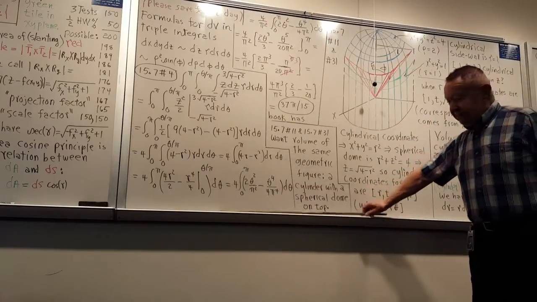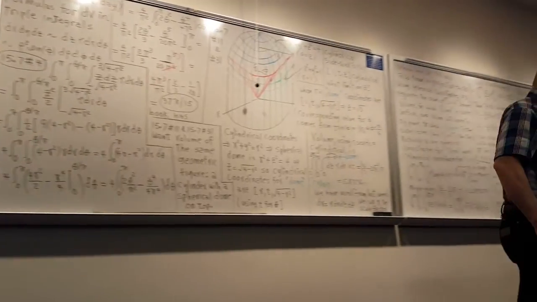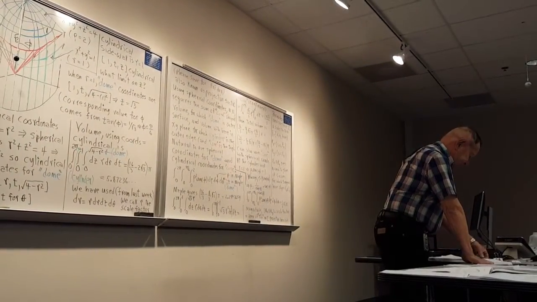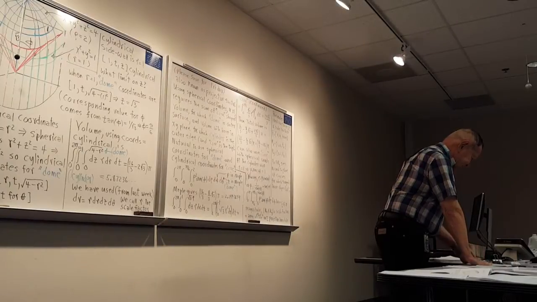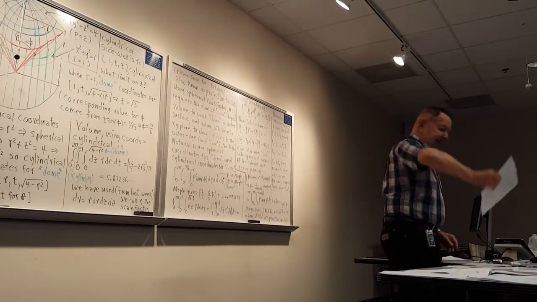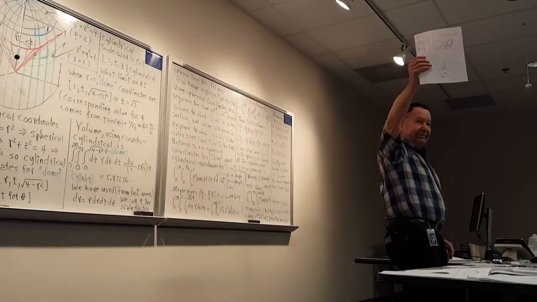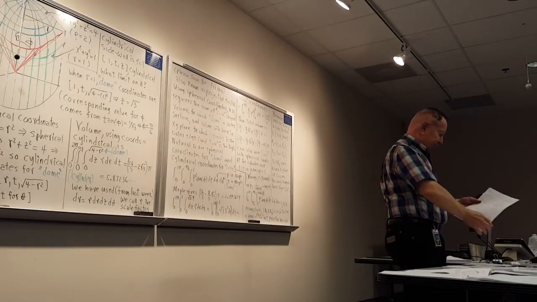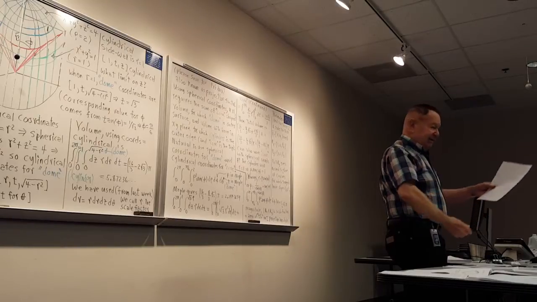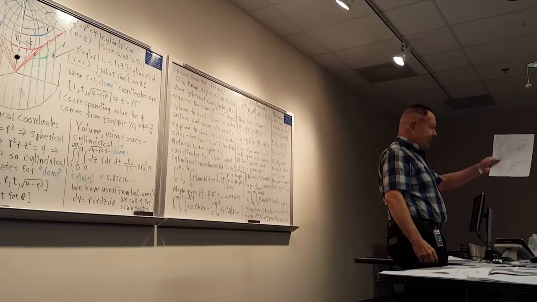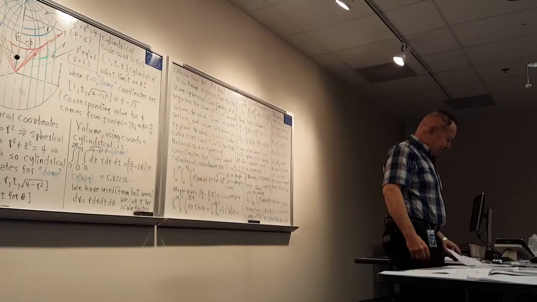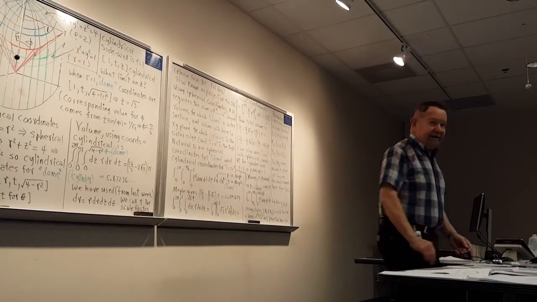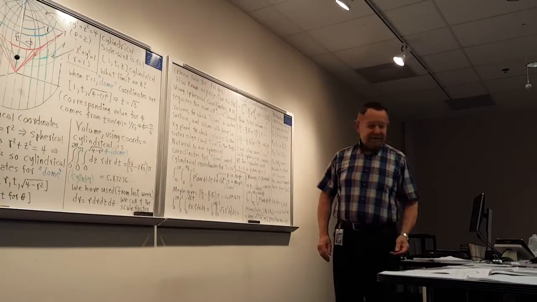If you remember when we were talking about the differential volume in cylindrical and spherical coordinates, I gave you this handout. You remember the drawing of the box in cylindrical coordinates and the one in spherical coordinates. So that's one way you can see that these are reasonable.